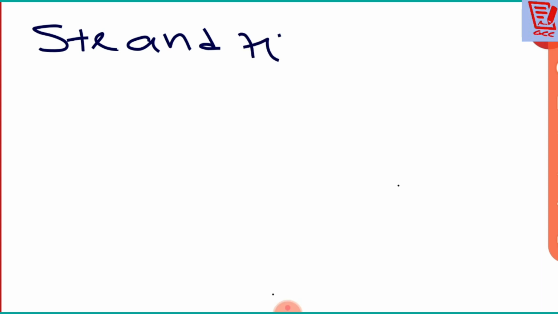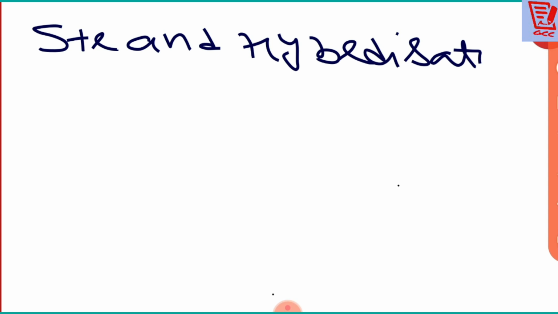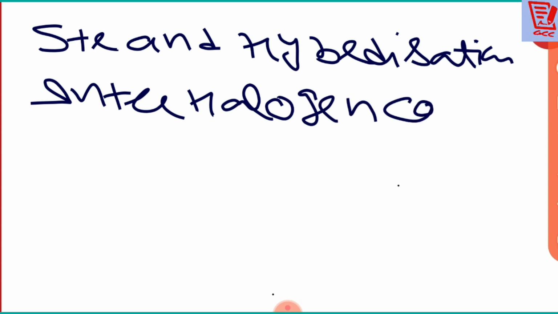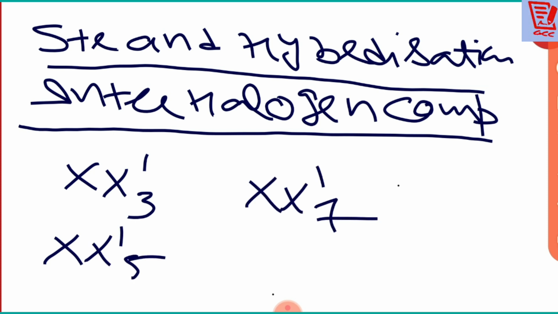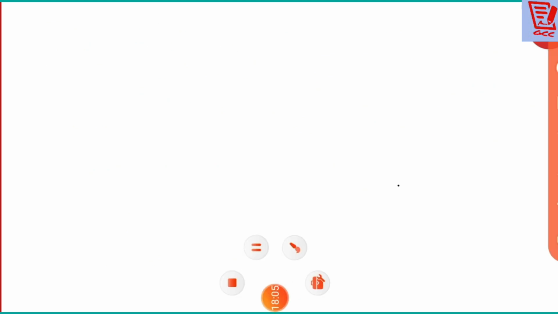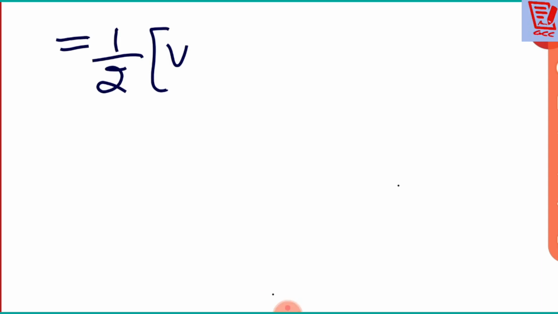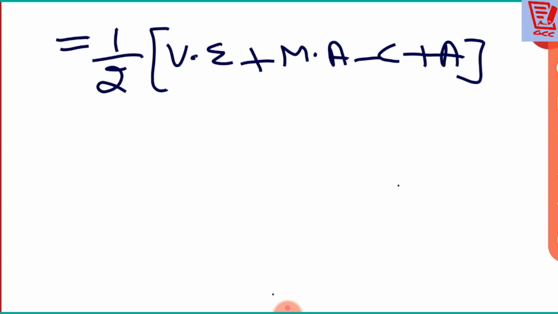Okay students, now we are going to do the structures and hybridization of interhalogen compounds. Whenever we talk about the structure and hybridization of interhalogen compounds, we have three types of compounds: XX'3 mainly, then XX'5, then XX'7. Now one general formula we know to find the hybridization and shape: 1/2 of valence shell electrons plus monovalent atoms minus cation plus anion. Is this there or not?